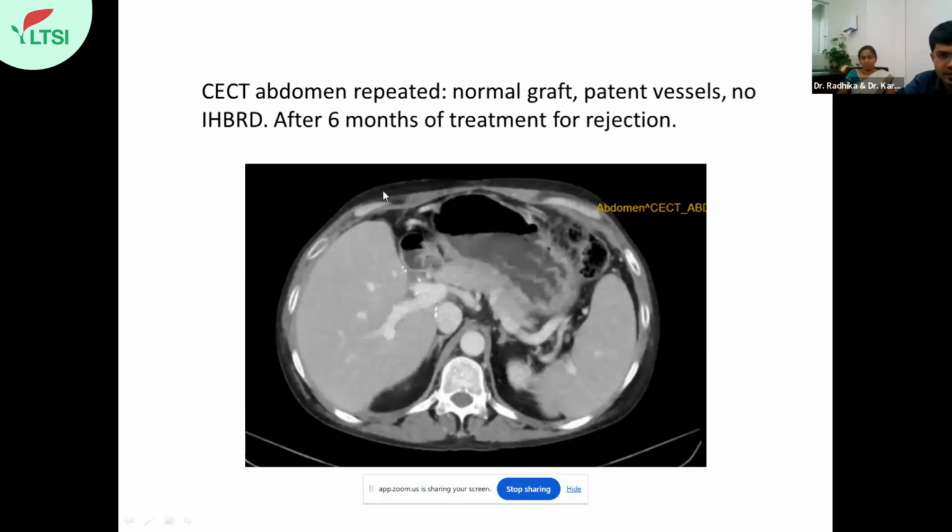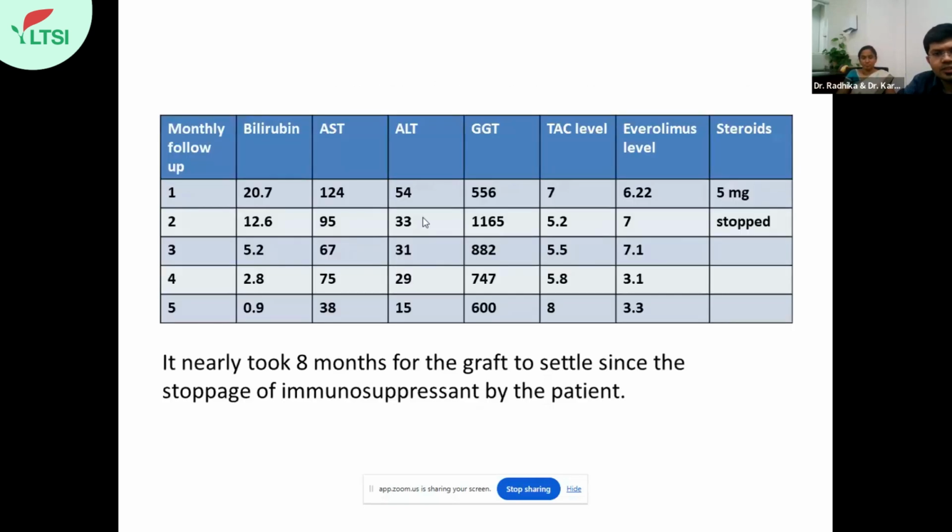So we wanted to just look at the liver. So a CT was done. It showed a good graft and patent vessels and no IHBRD. So we were positive in continuing the same treatment and patiently waiting. And we were doing LFTs every 2 weeks. Over here I compiled monthly follow-ups for him.